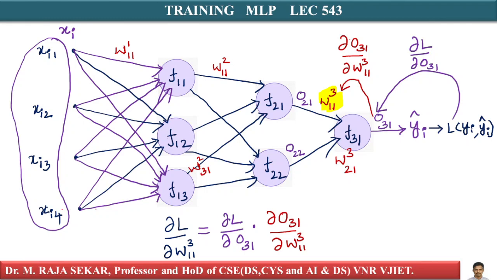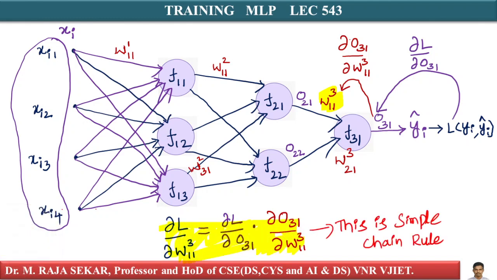Now which one do we have to calculate? We already calculated this one. Which one? This dou L by dou W311 is equal to dou L by dou O31 into dou O31 by dou W311. This we already discussed. What is this? This is simple chain rule, isn't it? This is simple chain rule.